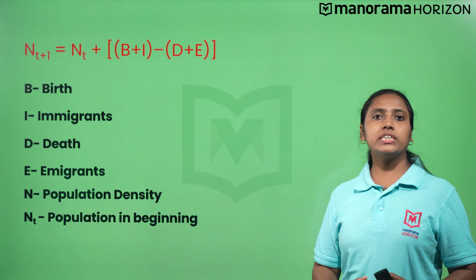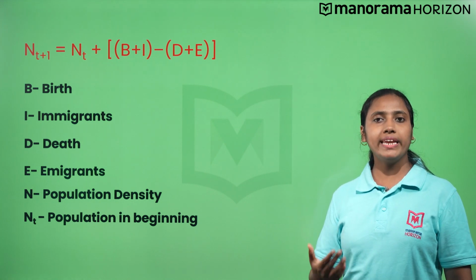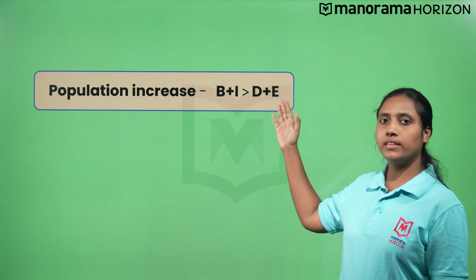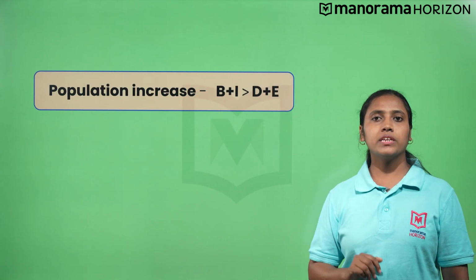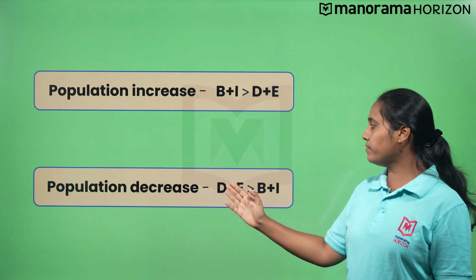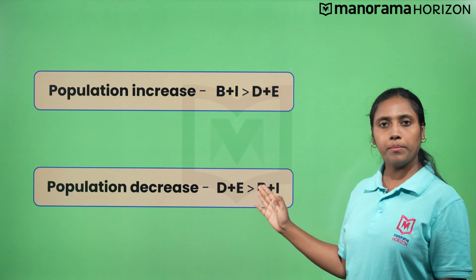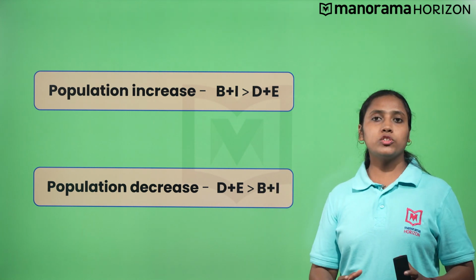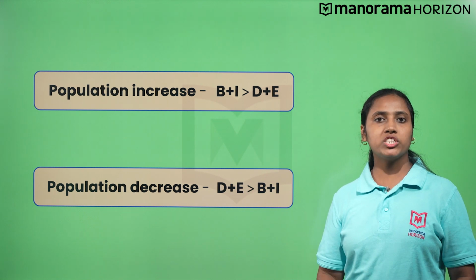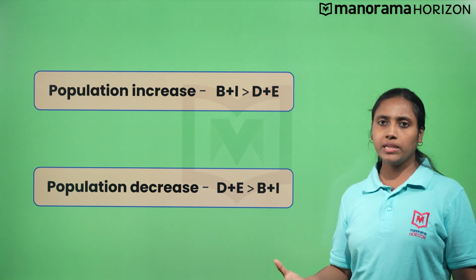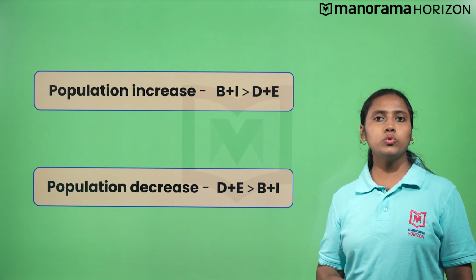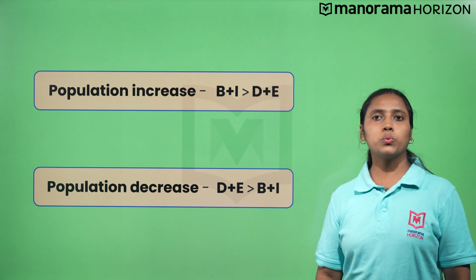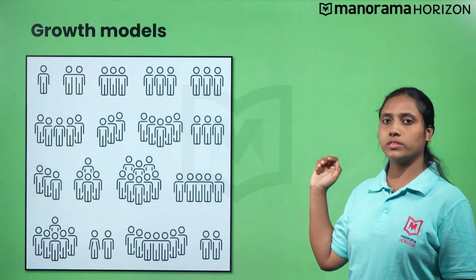From the equation, it is clear that the population will increase if birth plus immigrants is greater than death plus emigrants. Similarly, the population will decrease if death plus emigrants is greater than birth plus immigrants. The two elements that normally affect population size are birth and immigration, while the other two matter only in special circumstances. Next, we'll deal with growth models.